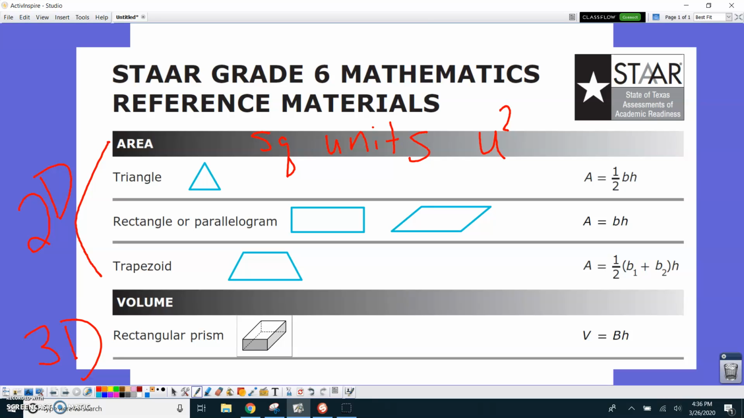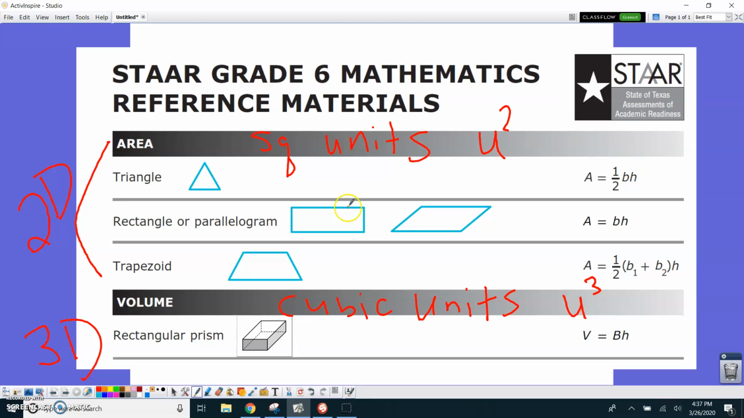So three-dimensional is, with volume, it measures how many cubic units can fit inside of a three-dimensional object. So these are cubic units, which you would say units cubed or units to the third power, because it's three-dimensional. You have a length times width times height.